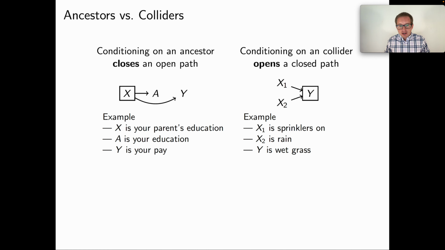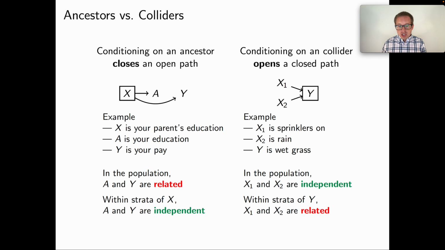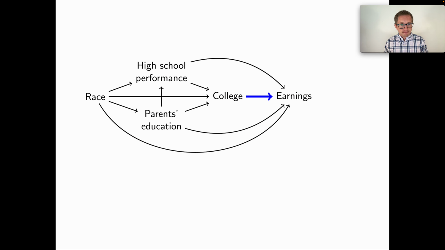Our two examples here are on the left, your parents' education affect your education and your pay. We would want to adjust for parents' education. On the right, whether the sprinklers are on and whether it's raining both affect whether the grass is wet. And in this case, looking at only the subset of times when the grass is wet can produce really confusing conclusions. In the population, the treatment and outcome are related through paths that involve an ancestor, and they're independent through paths that involve a collider. But when you adjust, then these two properties reverse.